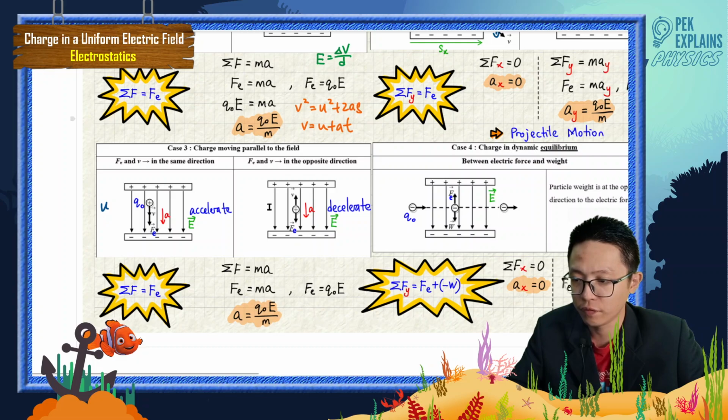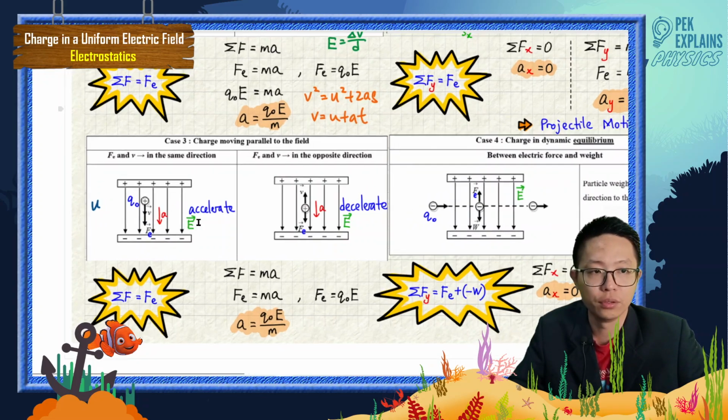Here the only difference is this: one positive test charge has initial velocity moving towards the negative plate, and this other positive test charge is moving towards the positive plate. So what will happen? You see, in this one the force and velocity are in the same direction, and in this one the force and velocity are in the opposite direction. I want you to look carefully.